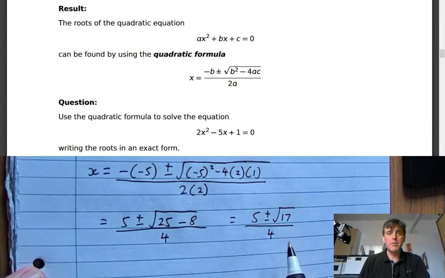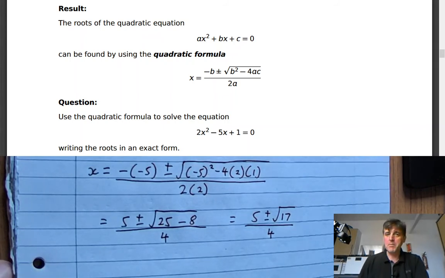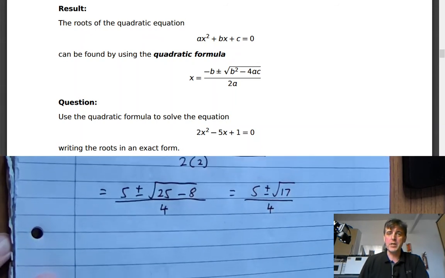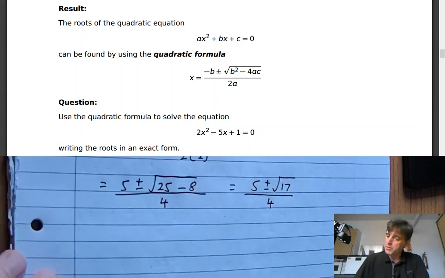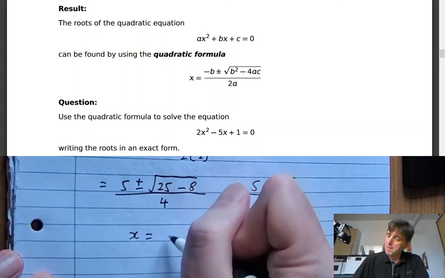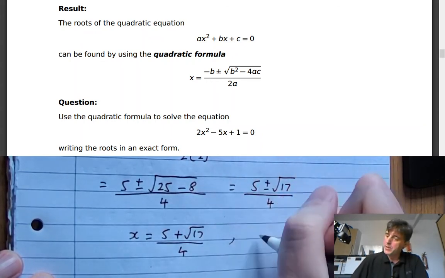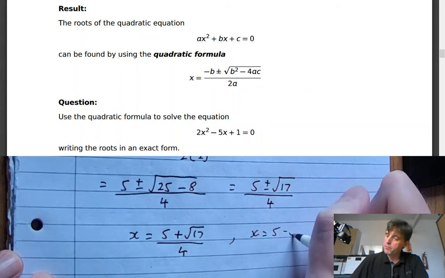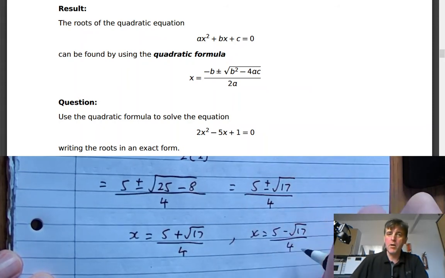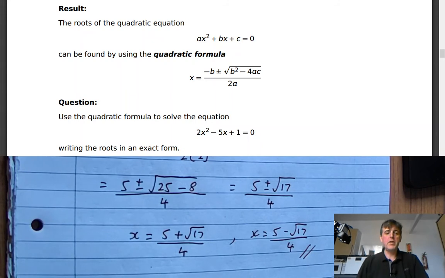Now we were asked to keep the roots in an exact form, so I'm not going to get my calculator, I'm not going to work out what that is as a decimal, but what I will do is I'll just write down the two roots separately. So we've got x equals 5 plus root 17 all over 4, and x equals 5 minus root 17 all over 4 are the two roots of the equation in an exact form.